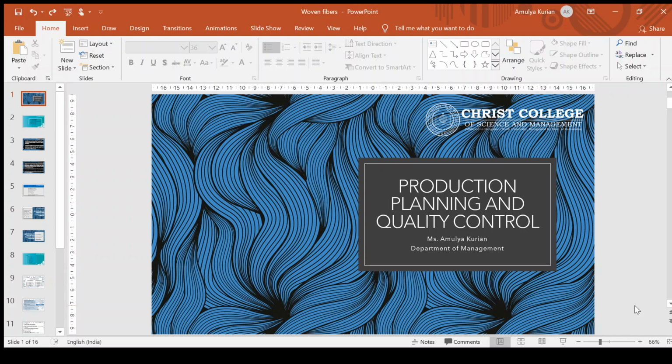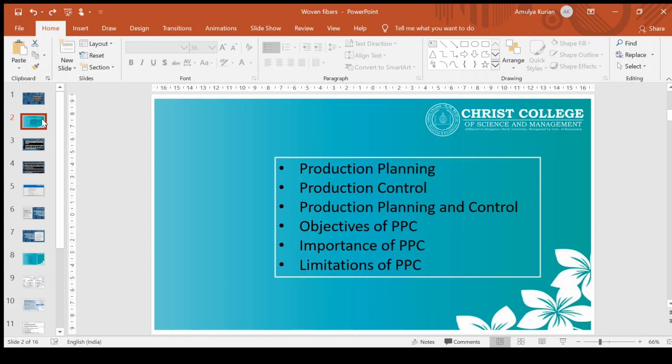Again, we will be touching upon what is productivity, what are the factors influencing productivity, and certain tools which are used in productivity. So, first in this module, we are planning to cover these things. What is the definition of production planning? What is production control? What is production planning and control? What are the objectives of production planning and control? Importance and its limitations. These will be dealt with in this module.